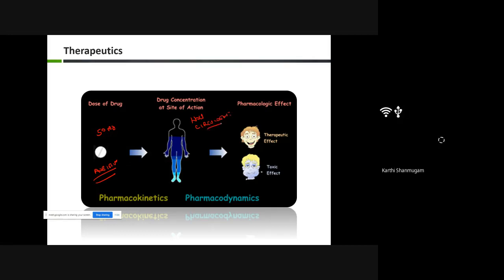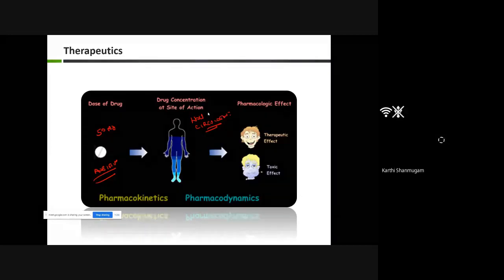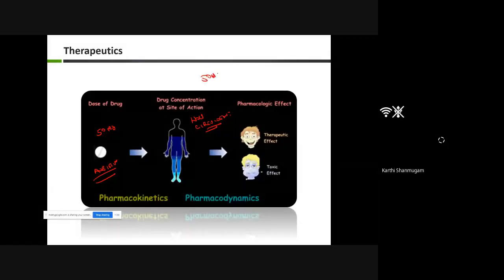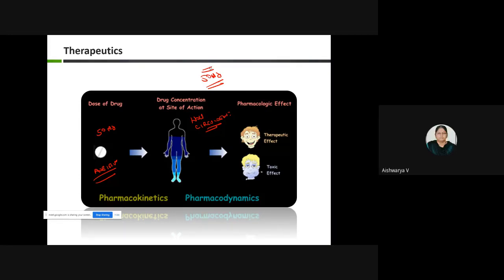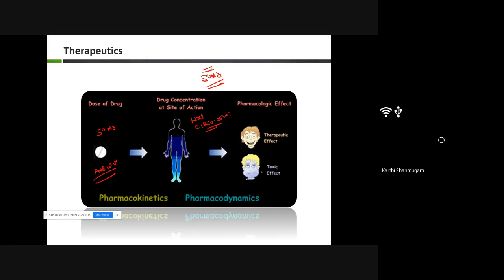Can you guess? Can we find the entire 50 mg in the circulation, or do you have any other answer? Am I audible? Yes, sir. I am asking a very simple question that even sixth or seventh standard students can answer. Should I repeat the question?